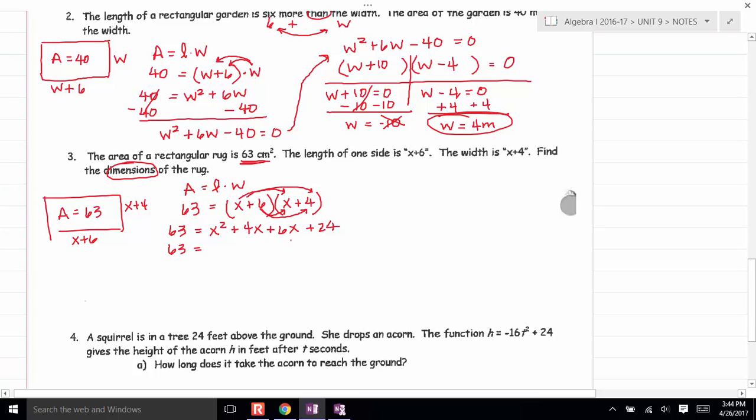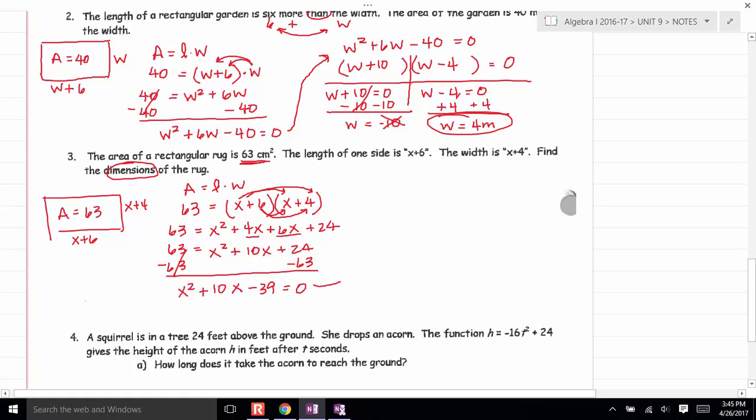So let's clean up the right side of the equation first. We can combine the 4x and the 6x to give us 10x. So we have x squared plus 10x plus 24. And then now if we're going to try factoring, then we would want to subtract 63 from each side so that we get the equation equal to 0. So we're going to have x squared plus 10x, and then we're going to end up with a negative 39 equals 0.